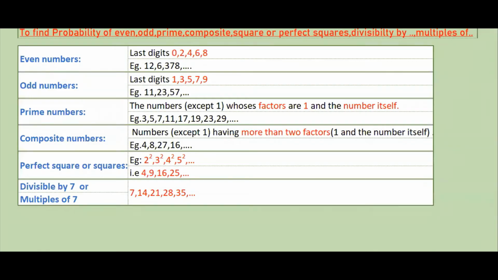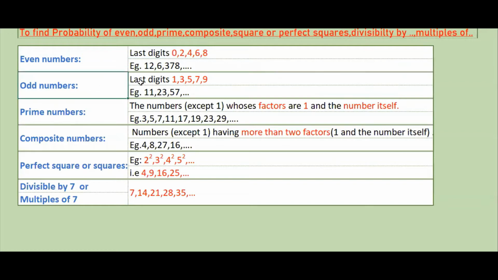Hello everyone. Today I am going to tell how to find probability of even, odd, prime, composite, square or perfect squares, and divisibility by multiples of numbers. We know that even numbers are the numbers whose last digits are 0, 2, 4, 6 and 8. For example, 12, 6, 378, etc. These numbers are called even numbers.